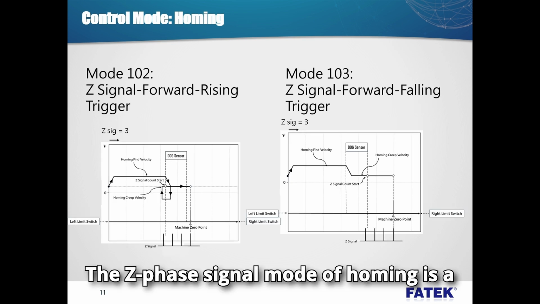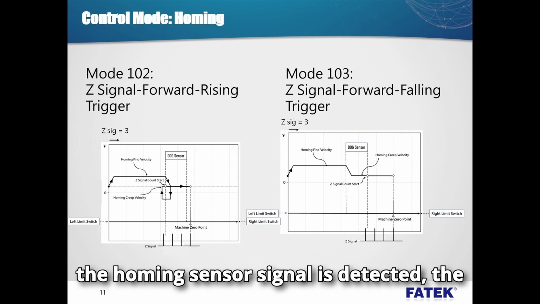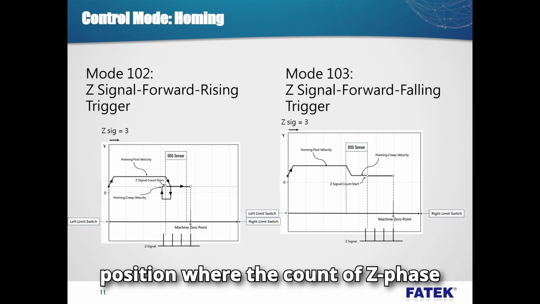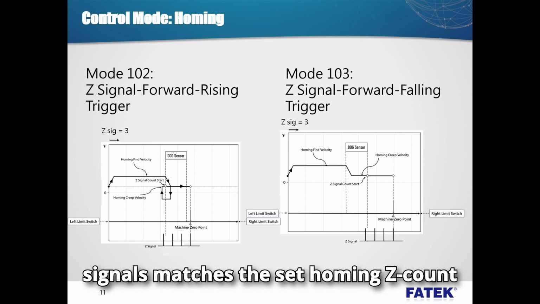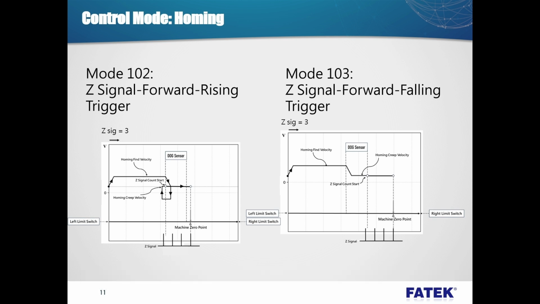The Z-phase signal mode of homing is a high-precision positioning method. When the homing sensor signal is detected, the counting of Z-phase signals begins. The position where the count of Z-phase signals matches the set homing Z count is designated as the 0 point.